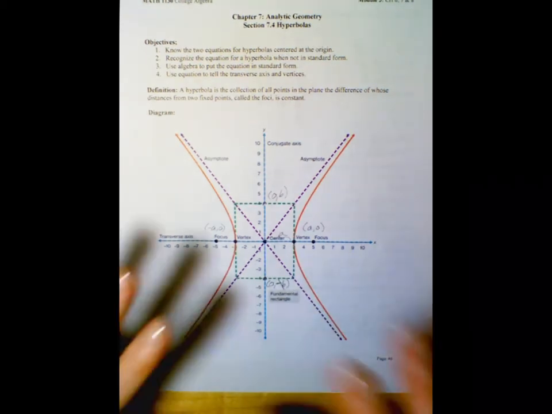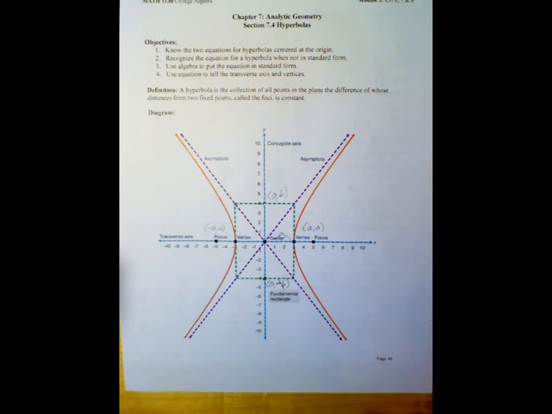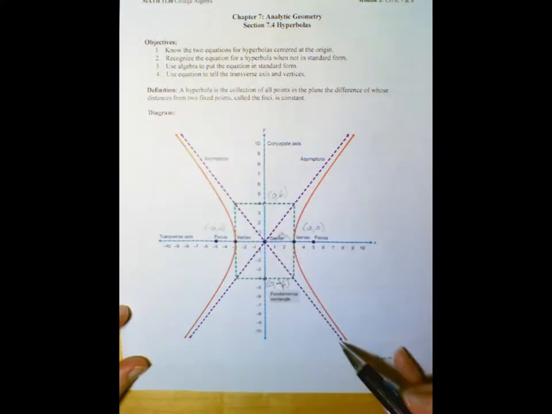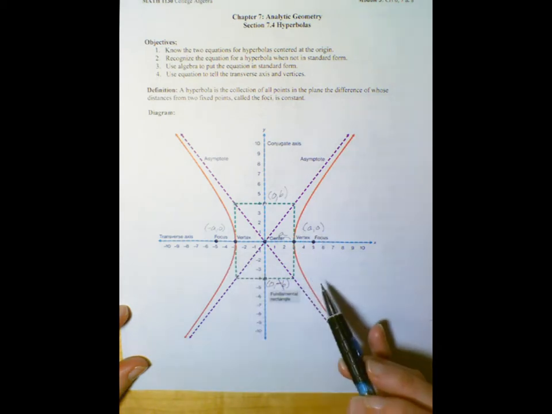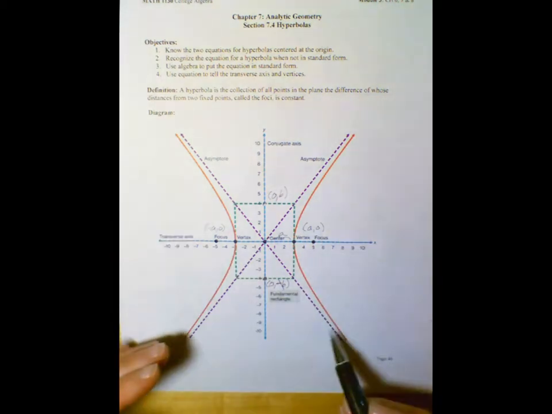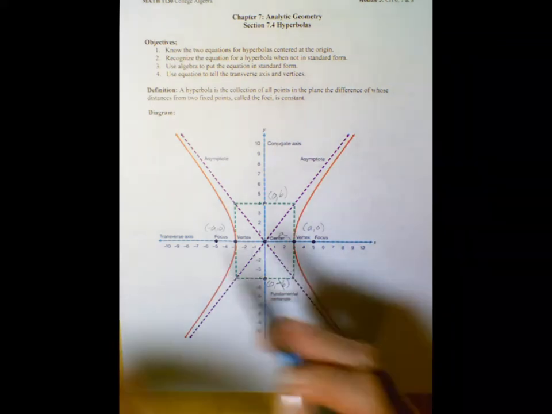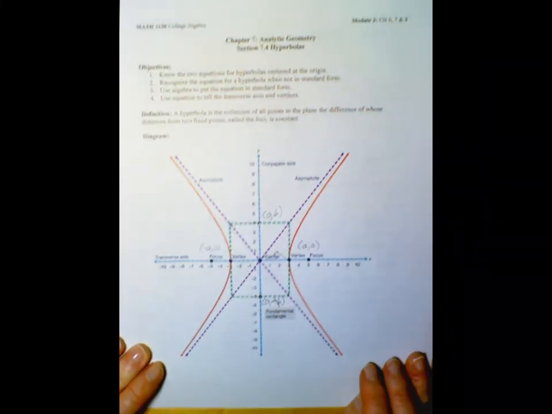Okay, so just to get the general pieces, and then we're going to look at the two types of these and come up with their equations and everything. But I want to point out the different pieces, the fundamental rectangle, and how they relate to the asymptotes and where a and b are. In this case, of course, the transverse axis is the x-axis. But you can imagine the same thing if the transverse axis were the y-axis. So we'll look at that.